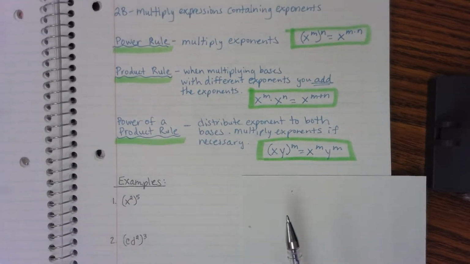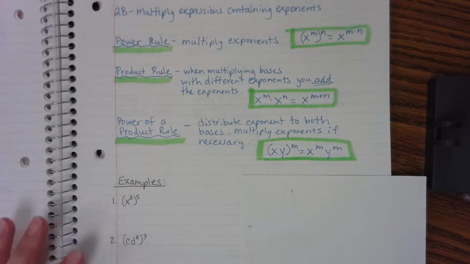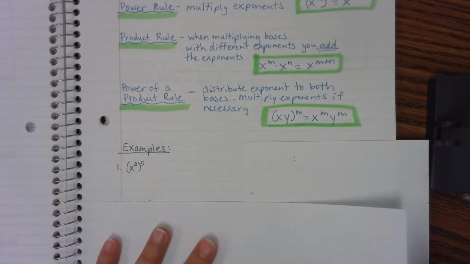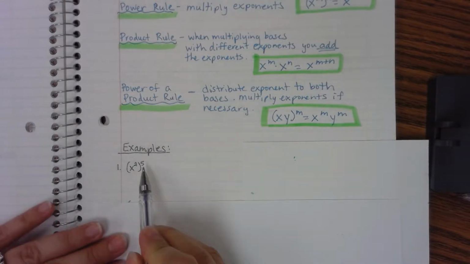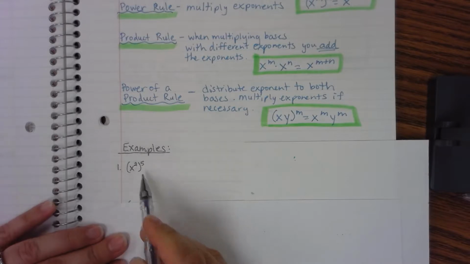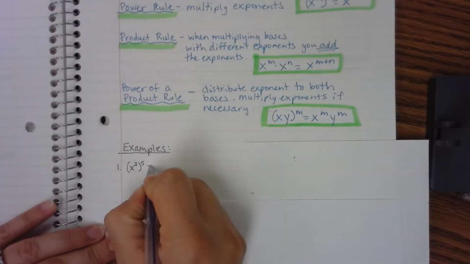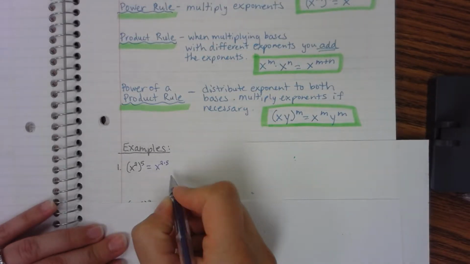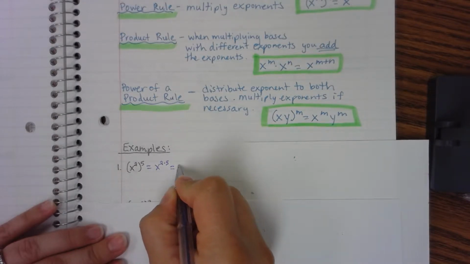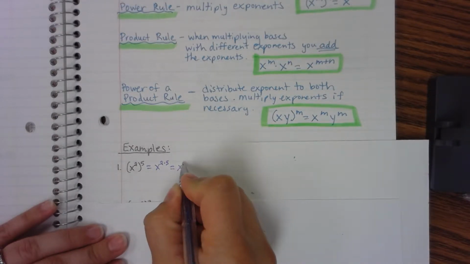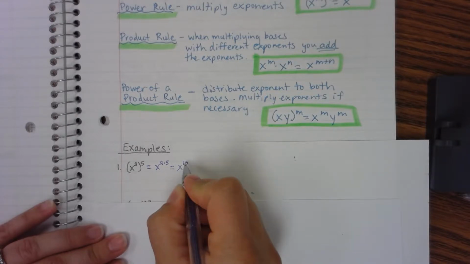Our first example is just using the power rule. So this is where I'm going to take the exponent that is on the outside and I'm going to multiply it times the exponent on the inside. So this is going to look like x to the 2 times 5, which is equal to x to the 10th power.